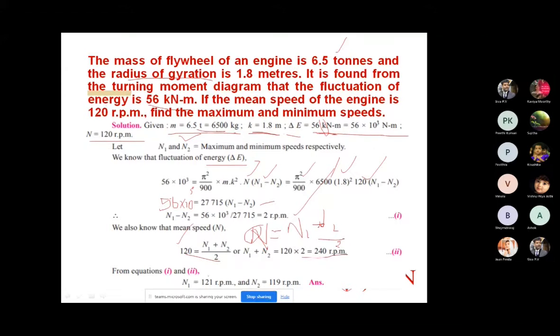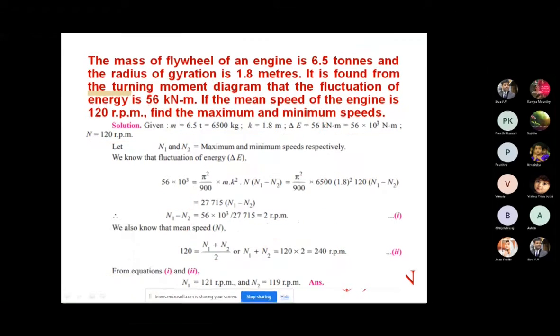So equation number 1, what is the equation? N1 minus N2 equal to 2 RPM. But equation number 2, N1 plus N2 equal to 240 RPM. So simplify, we will get finally N1 equal to 121 RPM and N2 equal to 119 RPM. Clear?